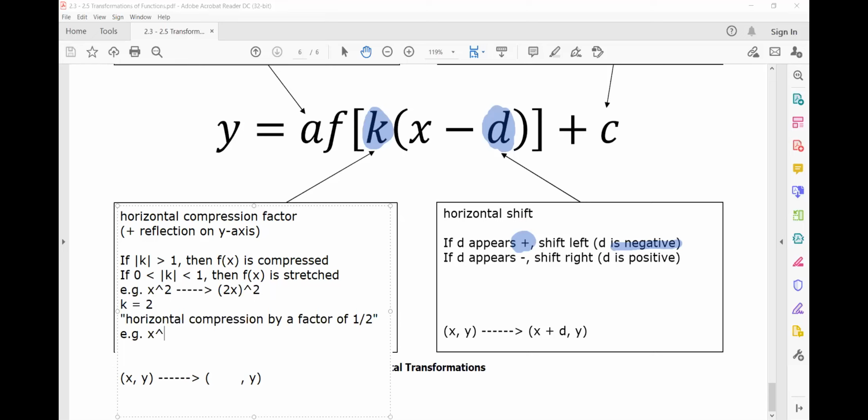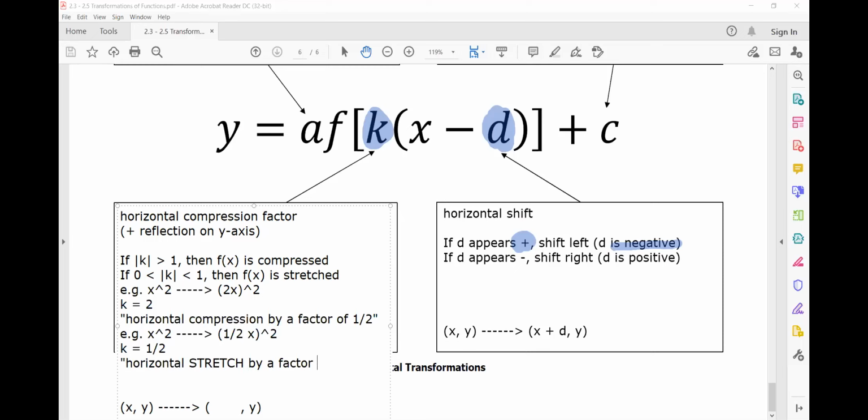Here's another example. If x to the power of 2 was transformed and now we have (1 over 2 times x) to the power of 2, the k value is 1 over 2 and we say this is a horizontal stretch by a factor of, what am I multiplying by? 1 over k, so 1 over 2, which is 2. Oops.